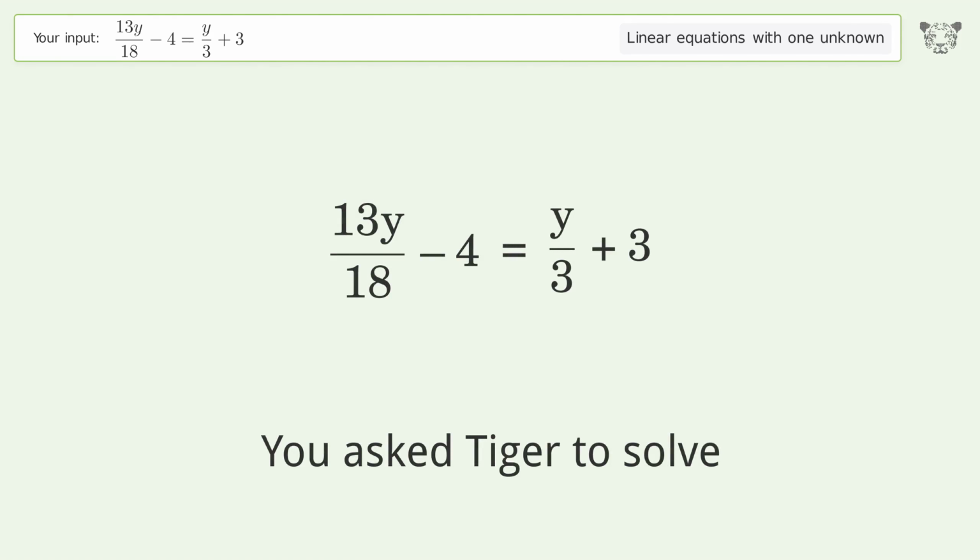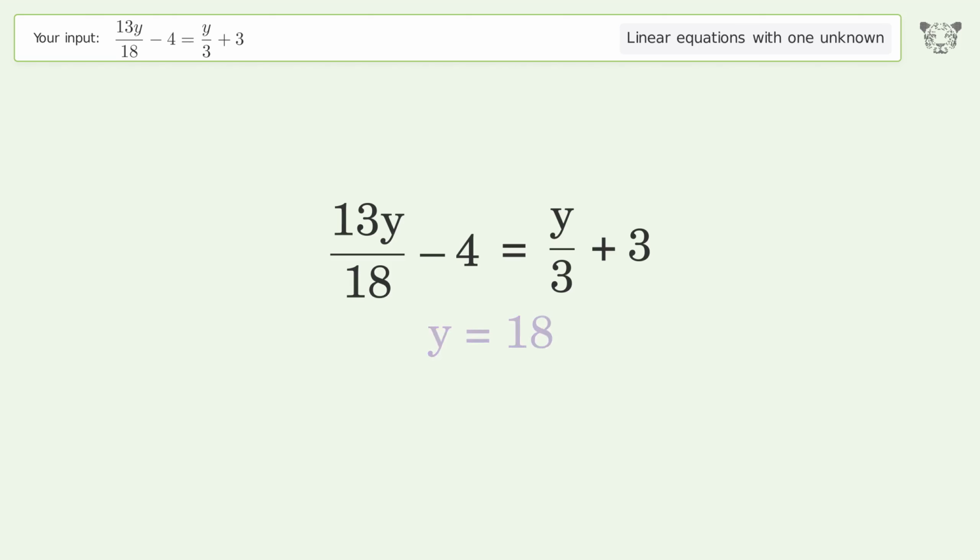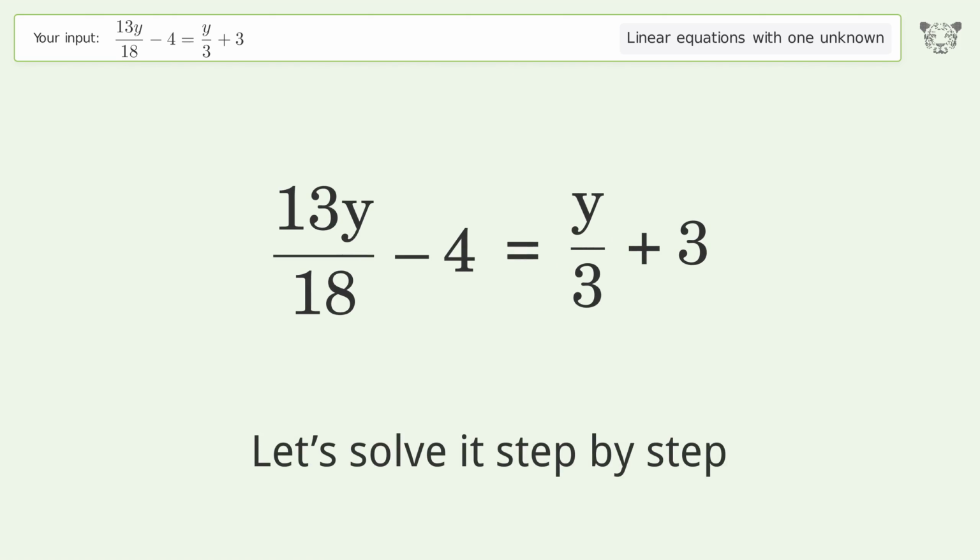You ask Tiger to solve. This deals with linear equations with one unknown. The final result is y equals 18. Let's solve it step by step.